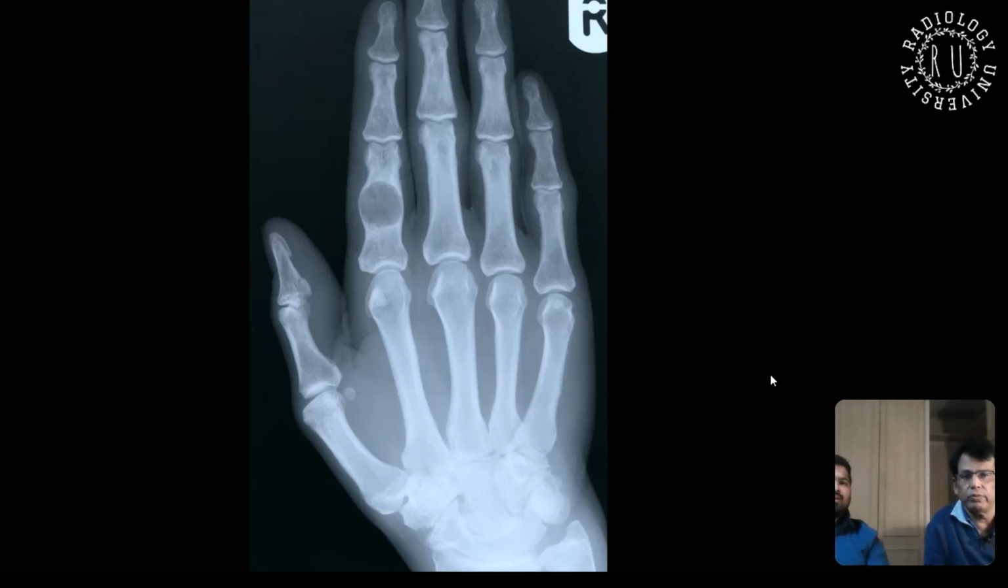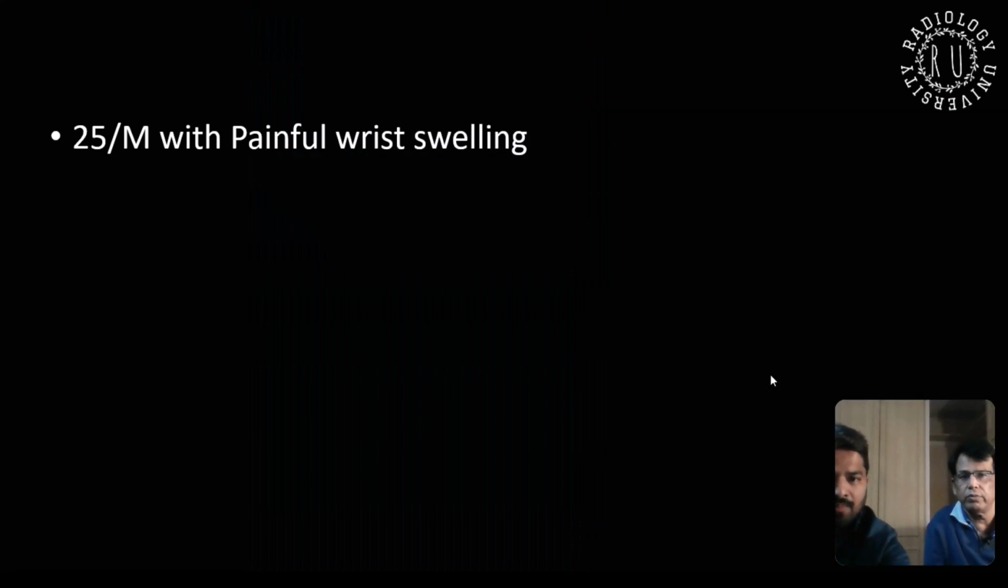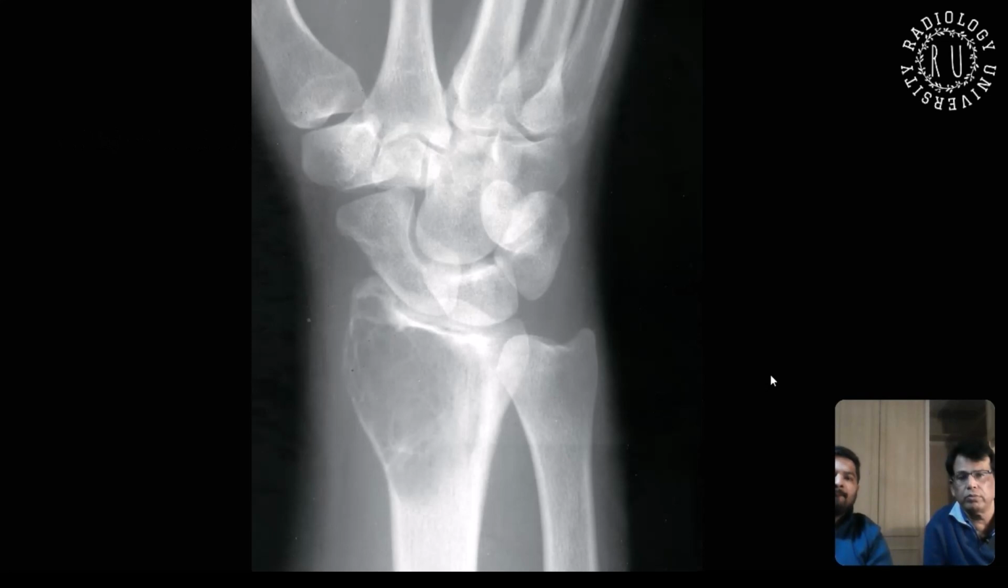Okay, I think we'll go to the next one. A 25-year-old male patient presents with a painful wrist swelling. Again, a single view of the wrist. I do not see any side marker on that, so it is an AP wrist joint X-ray.